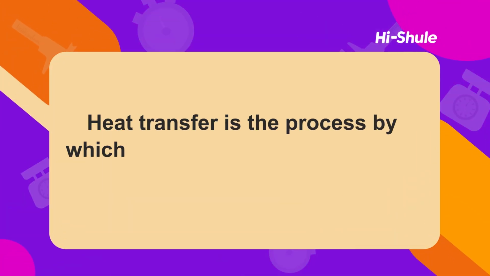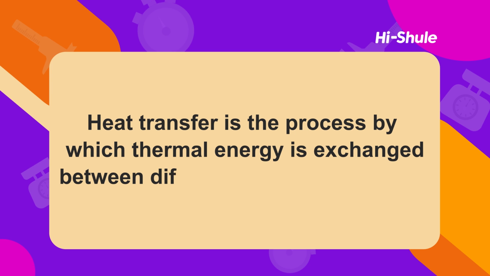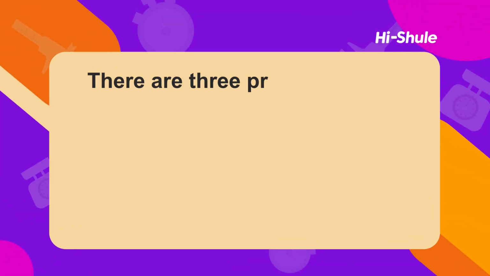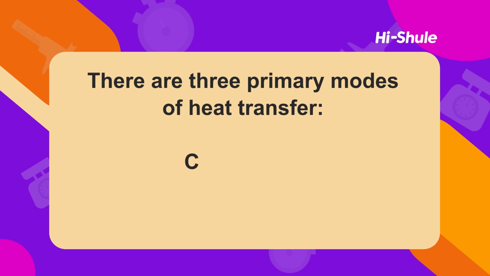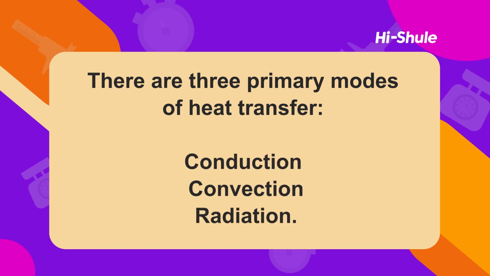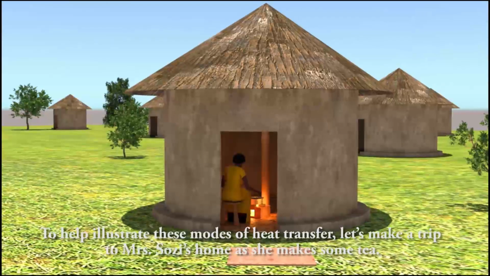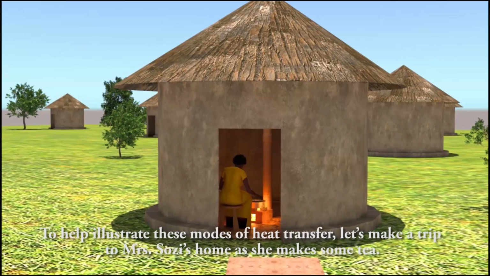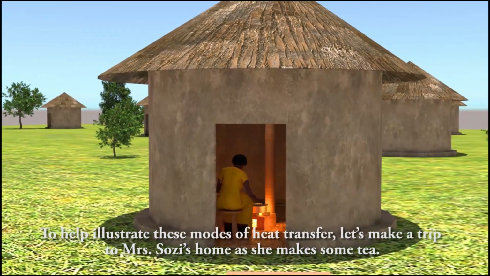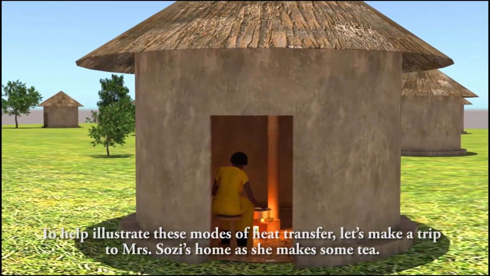Conduction. Heat transfer is the process by which thermal energy is exchanged between different objects or regions. There are three primary modes of heat transfer: conduction, convection, and radiation. To help illustrate these modes of heat transfer, let's make a trip to Mrs. Sozie's home as she makes some tea.